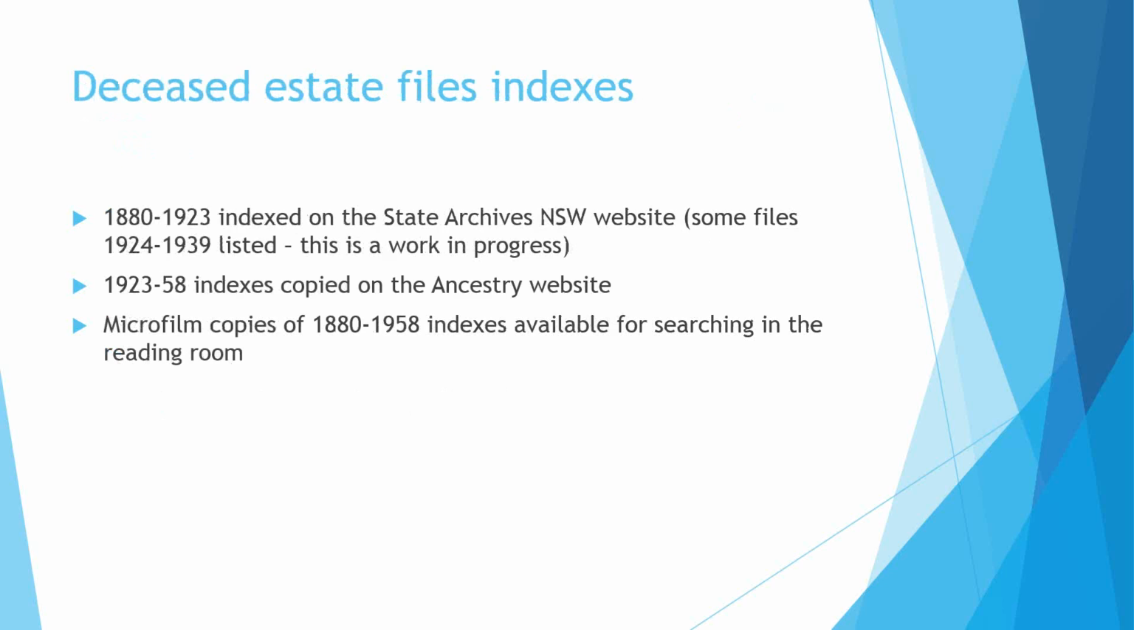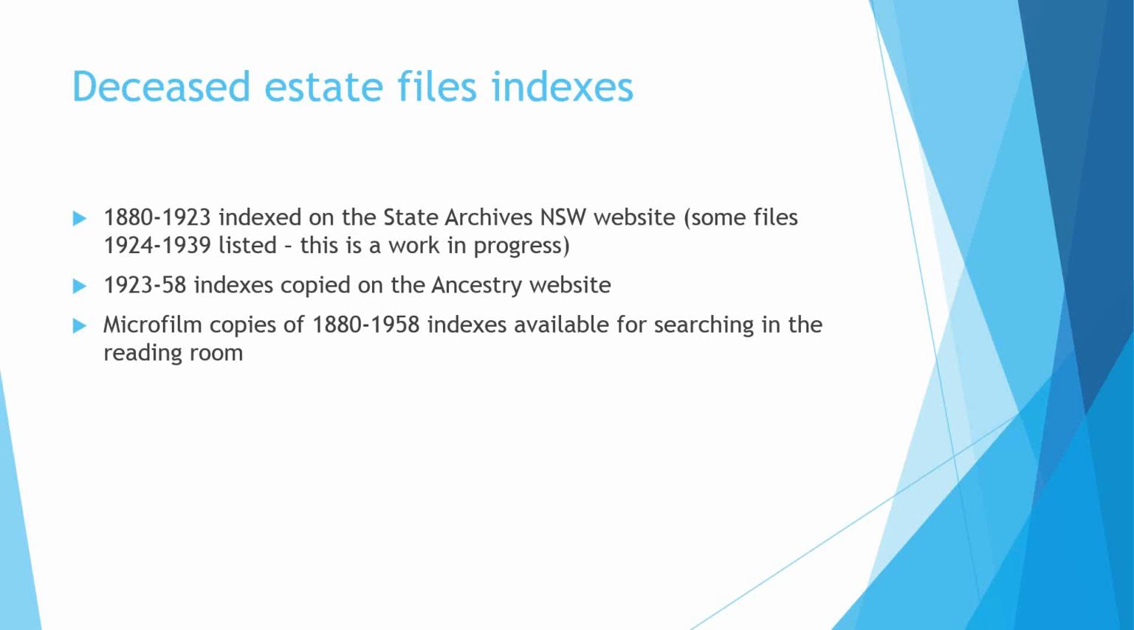Now, the deceased estate files are indexed. Originally, they were just indexed on microfilm. They've covered 1880 to 1958 and, of course, available for searching in the reading room. More recently, Ancestry has copied the 1923 to 58 indexes. These are card indexes and they just cover discrete periods of time, just alphabetical, and the cards show you details like the person's name, date of death, date duty paid, how much their estate was worth and how much death duty was paid and what their occupation was, and also the file number to get into the deceased estate file. So very important for that. They do give you some information all on their own, but if you take that file number down, then you can look at the deceased estate file as well.